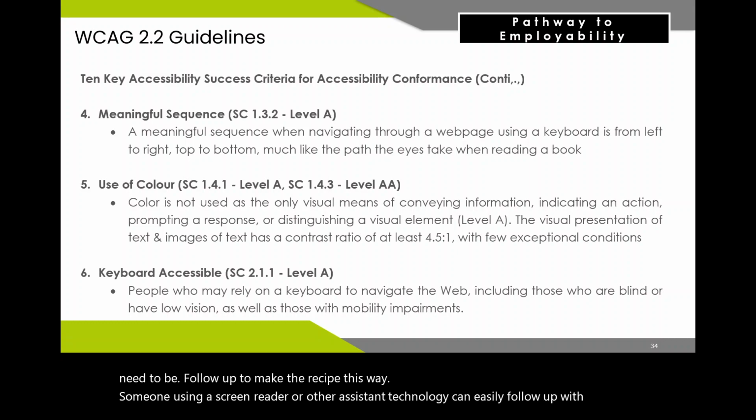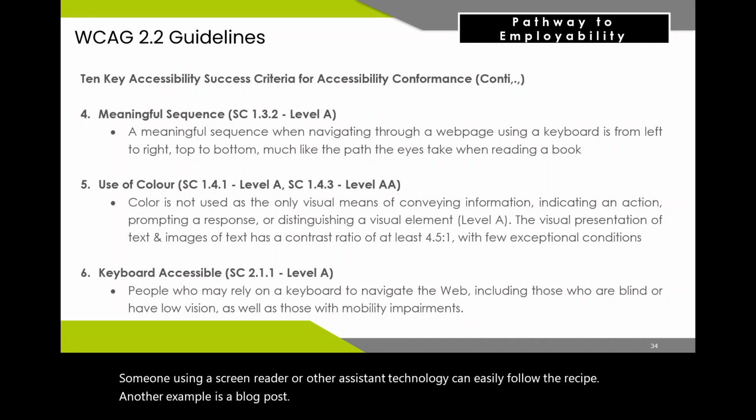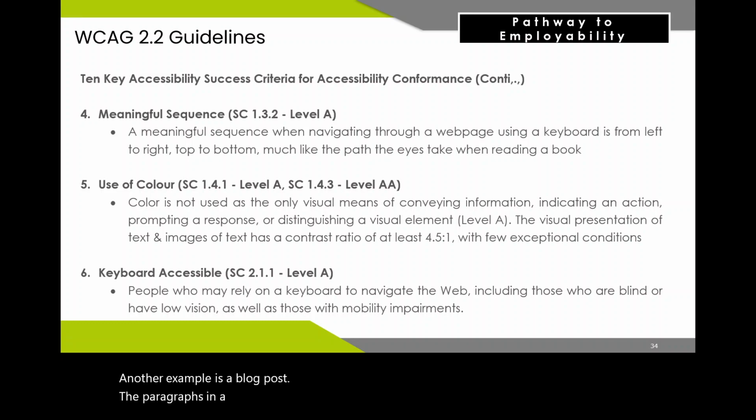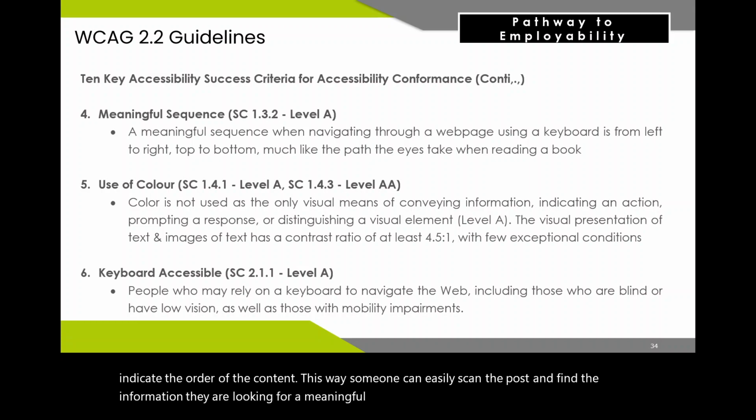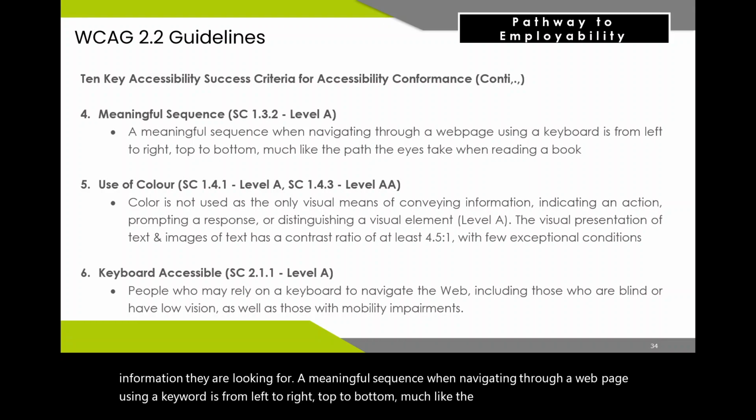Another example is a blog post. The paragraphs in a blog post should be in a logical order, and the headings should help to indicate the order of the content. This way, someone can easily scan the post and find the information they are looking for. A meaningful sequence when navigating through a web page using a keyboard is from left to right, top to bottom, much like the path the eyes take when reading a book.